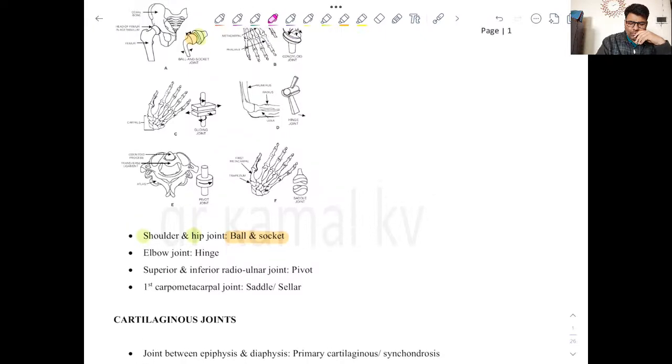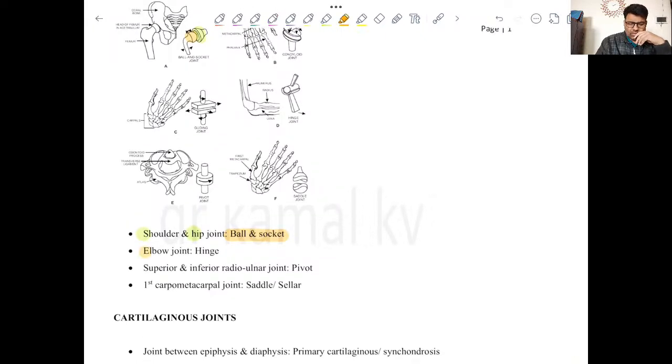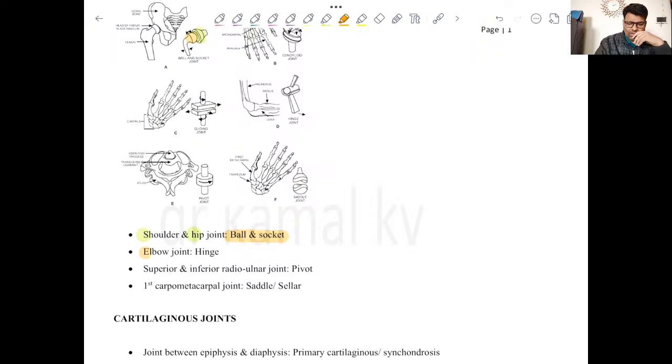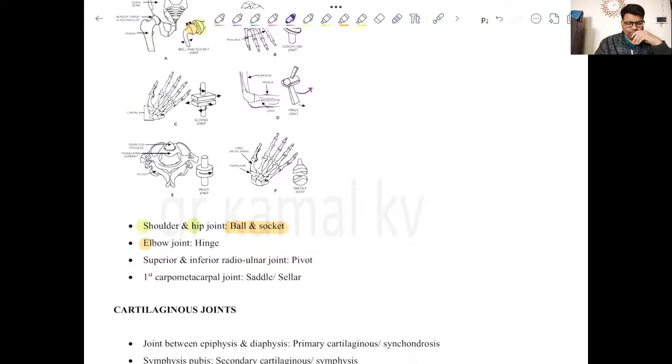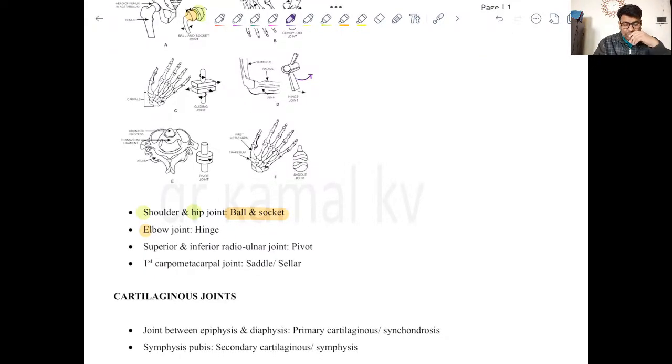Then another type of joint is a hinge joint, and the classical example is elbow joint. And here the movement occurs only in one plane, just like a hinge of a door. The movement occurs only in one plane, so there is only flexion or extension.